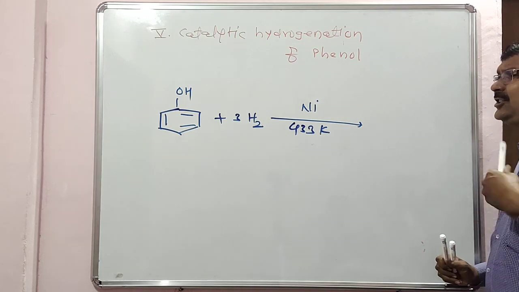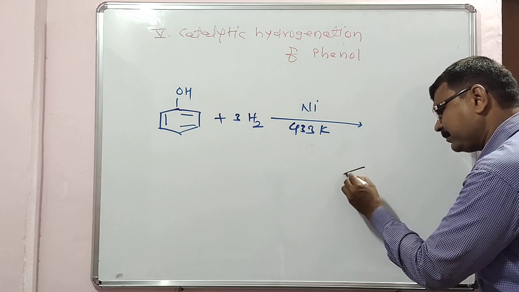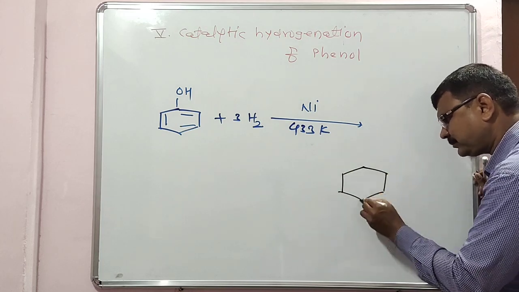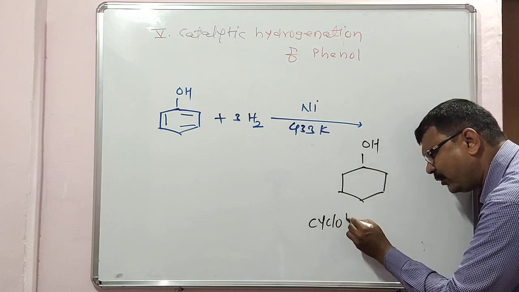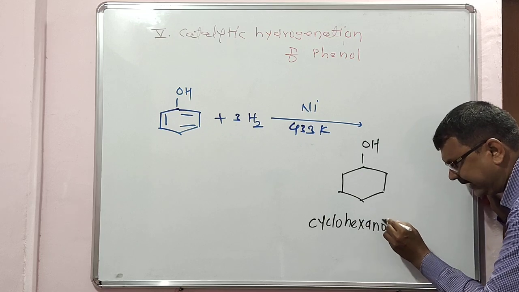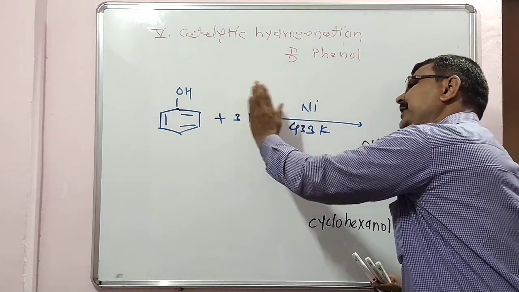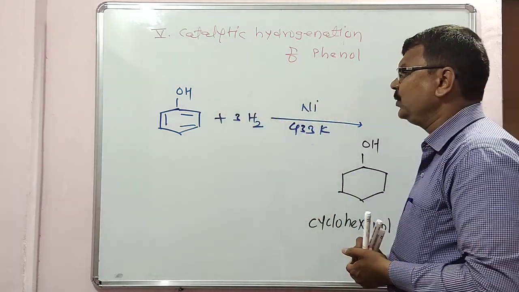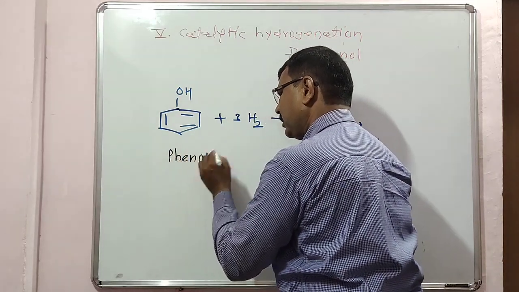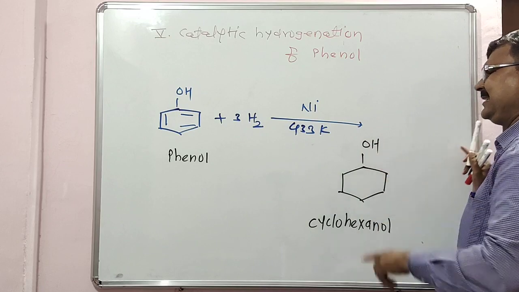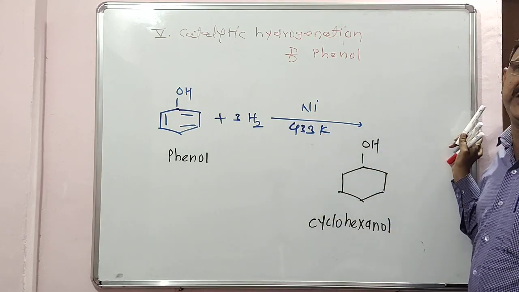The reduction of phenol, or catalytic hydrogenation of phenol, forms a compound like this, cyclohexanol. Cyclohexanol. Repeat: when hydrogen gas is passed through phenol in presence of nickel as a catalyst at a temperature of 433 Kelvin, it gives cyclohexanol.